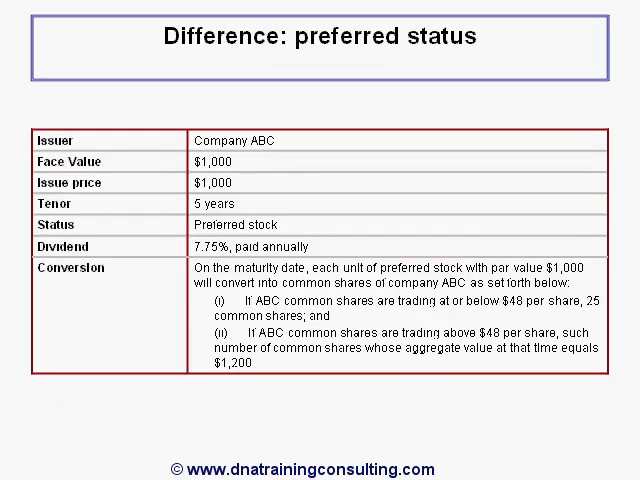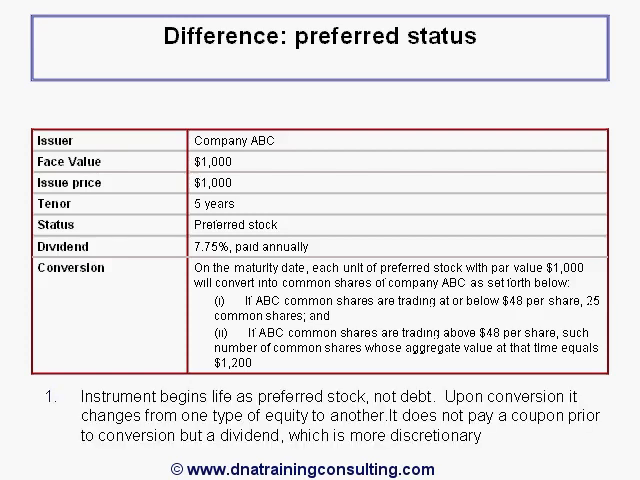Number one, the instrument never even begins life as a debt instrument, but rather as preferred stock. Upon conversion, it changes from one type of equity to another, not from debt into equity. By extension, it does not pay a coupon prior to conversion, but rather a dividend, which is under the law more discretionary in nature.